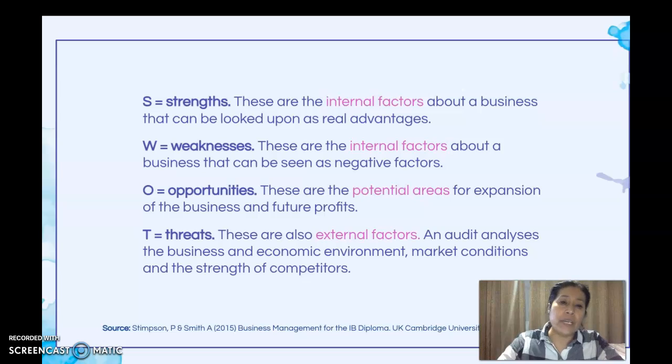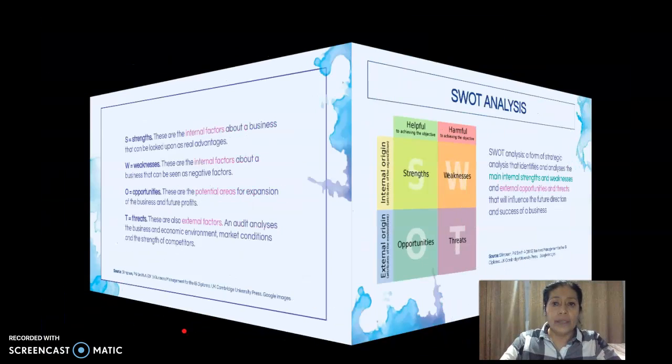So once we have checked these concepts, don't forget that you also have to add these concepts, and you can find the definition for every single one of them in your book. I am always sharing with you the source, which in this case is the Stimpson and Smith book, that you can find in your classroom, okay? Well, so let's continue.